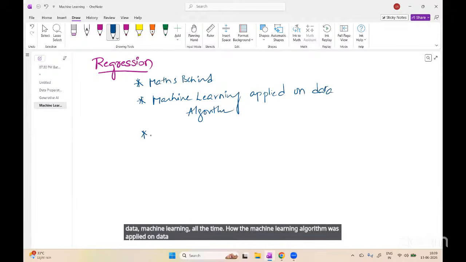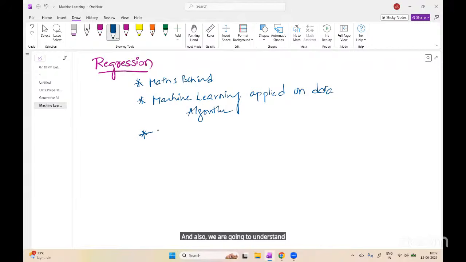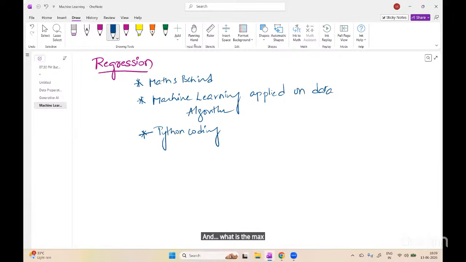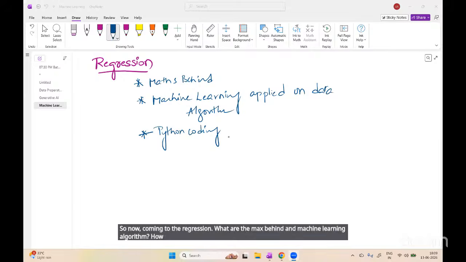And also, the third thing we are going to understand is the Python code: how to execute this same regression project using Python. We are going to see the Python coding part and the maths behind the regression. So coming to regression, what are the maths behind it, how the machine learning algorithm is going to be applied, and what is the Python code, all these things we are going to see one by one.